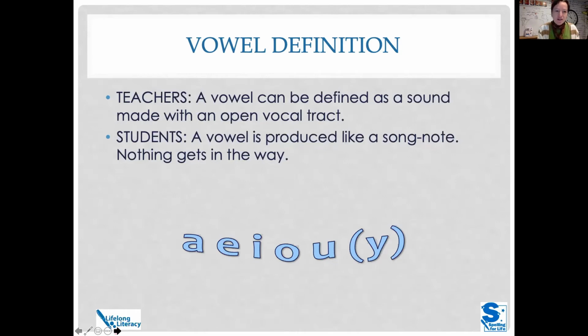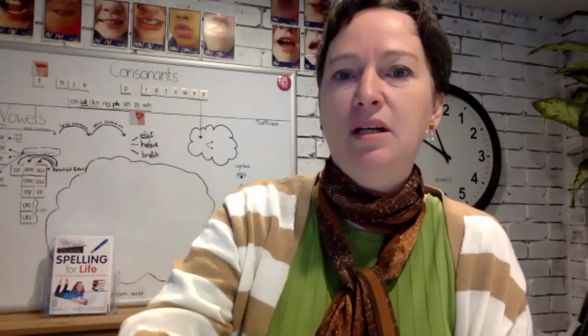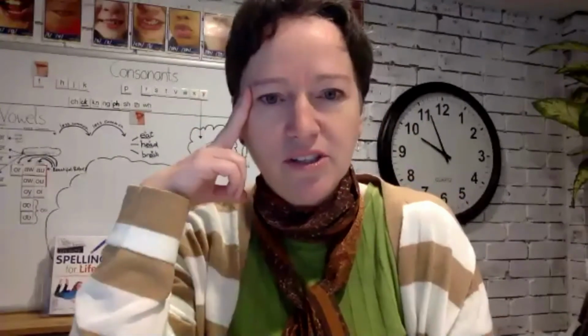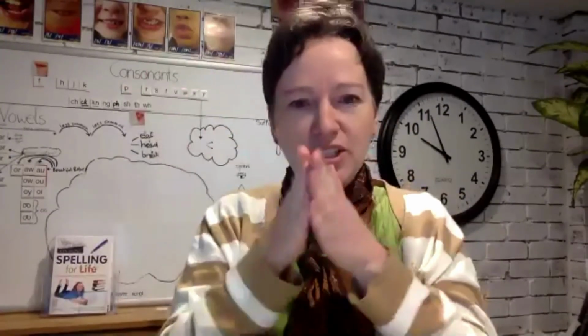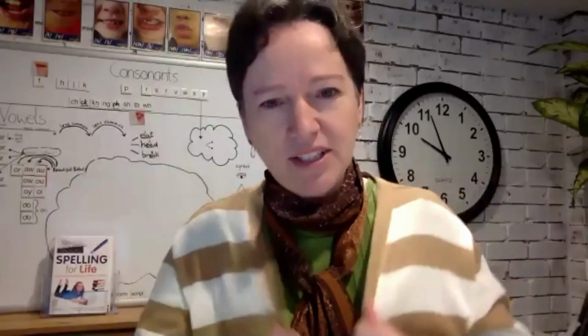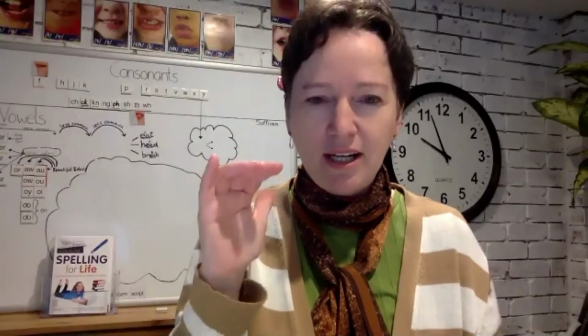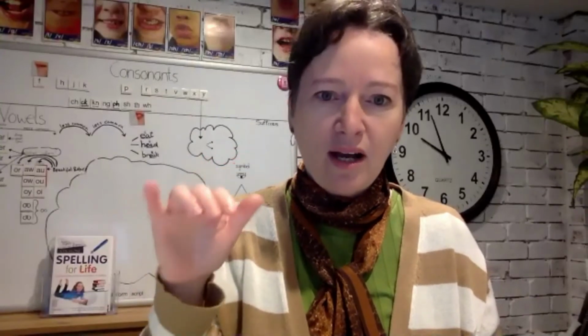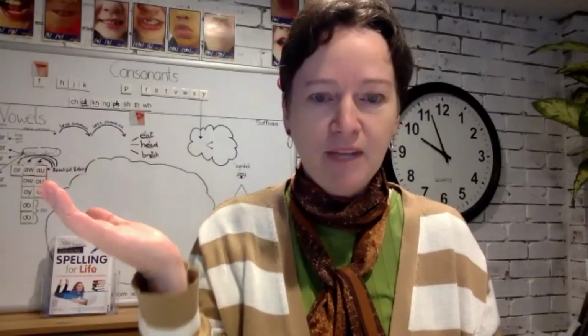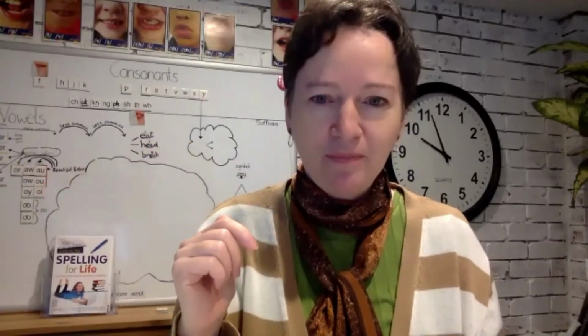I like to say to students, a vowel is produced like a song note. Nothing gets in the way. So if I were to sing the scales, and yeah, I'm going to sing now, I apologize in advance. If you were to sing do, re, mi, fa, sol, la, ti, do, and you separated the vowels and the consonants from the notes on that scale, right? I'll sing it first with no consonants. You ready? So I'll take away the consonants. Here we go. O, A, E, A, E, O. Right? Now I'm going to take away the vowels. Ready?